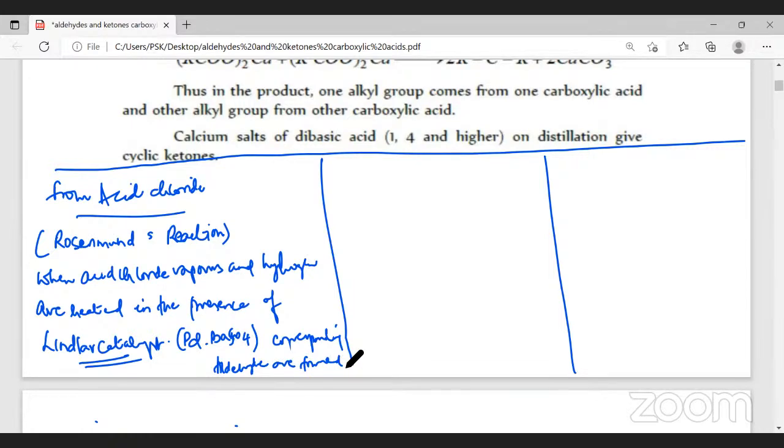Now, from acid chlorides, the reaction is called Rosenmund's reaction. What is this Rosenmund's reaction? When vapors of acid chloride and hydrogen are heated in the presence of Lindlar's catalyst, the corresponding aldehyde is formed. Normally they heat it up to 410 Kelvin. Now, for an example, we will learn two reactions.